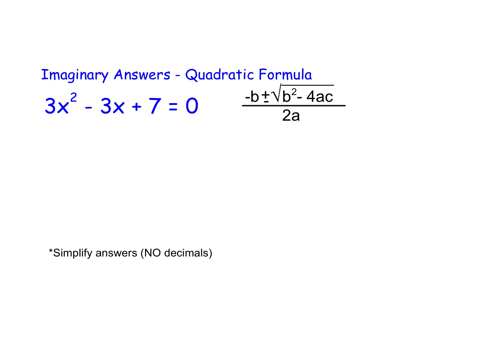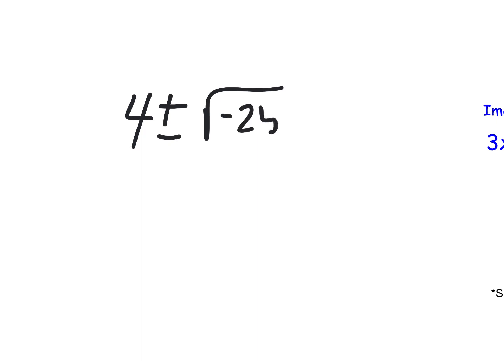Yes? On the test, will it make us write out the two different equations, or can we just put plus minus on? You can just put plus or minus unless it's like this. So let's get to that. Let's say it's like this. 4 plus and minus square root of -25 all over 2. Nope, sorry, 3.